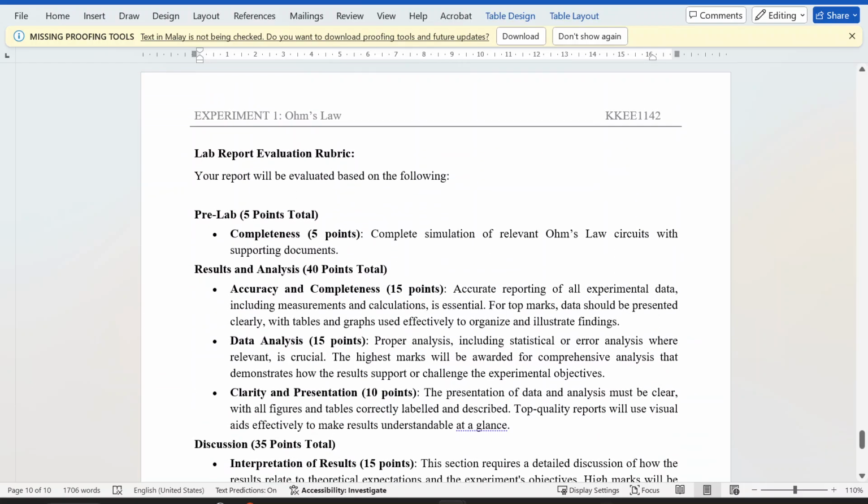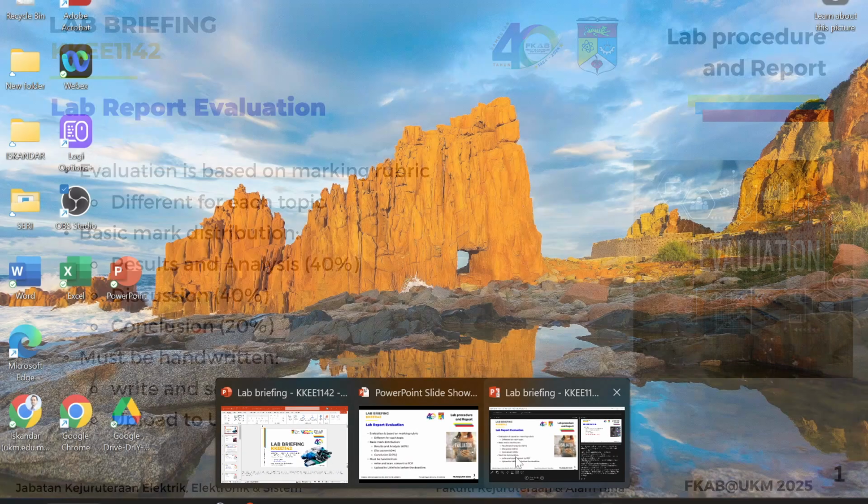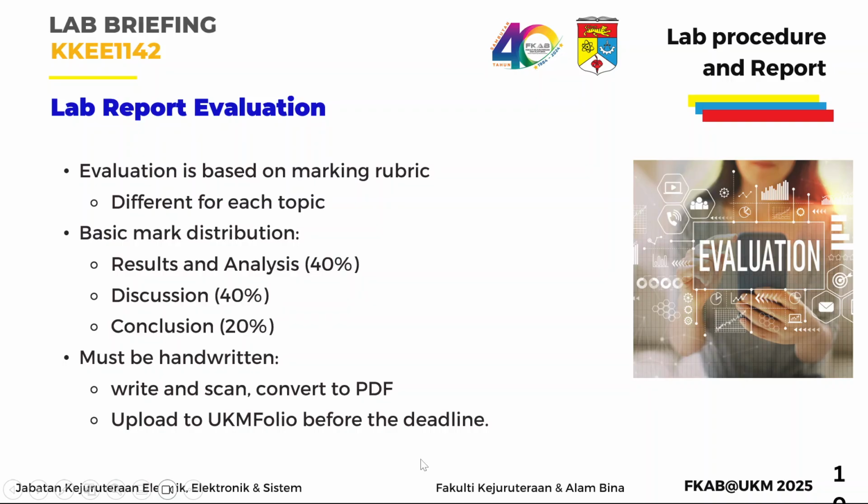At the end of the lab manual, normally there will be the rubric that you can refer to know what the marks distribution is for each lab. Okay, so going back to the presentation.